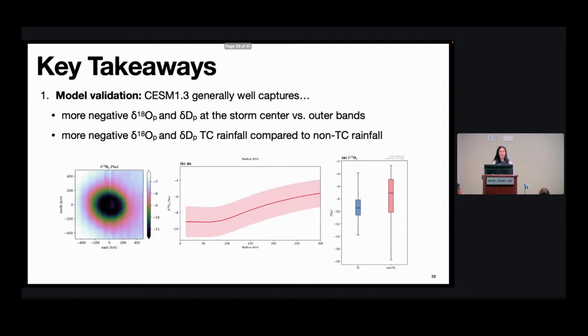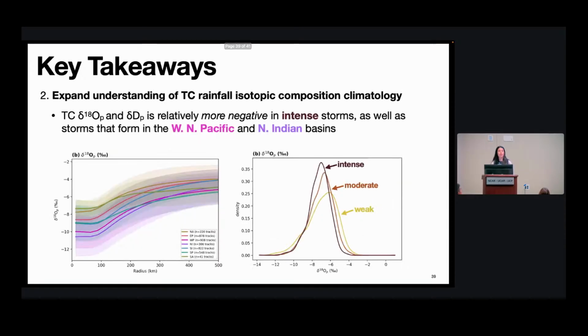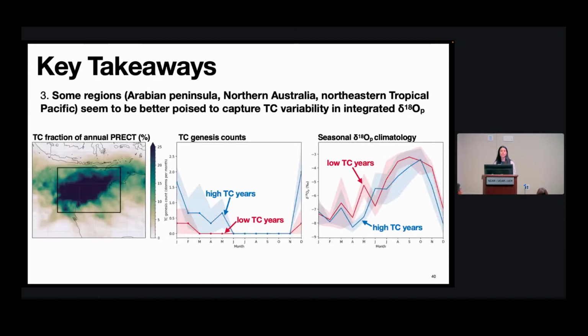So just to summarize the key takeaways: ICSM 1.3 generally captures well the observed and modeled trends in the radial distribution of precipitation isotopes. We can then use the model to expand our understanding of how the isotopic composition of TCs varies over space and time and with intensity, and potentially other factors. And I'm still looking into some regions that might be more sensitive to capture TC variability than others, but working through that. So thank you.